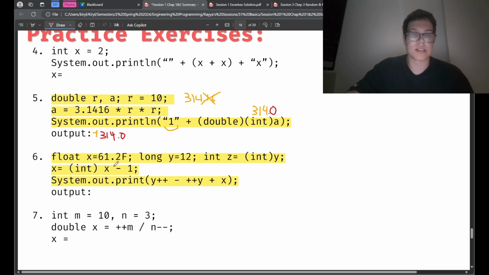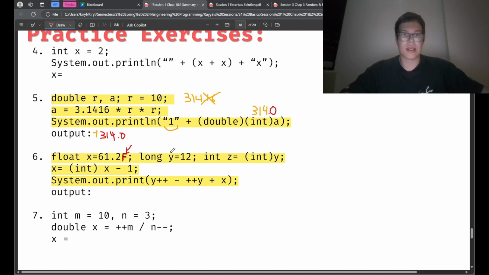Now, number 6, we have a float. X equals 61.2. Again, there's no difference between a float and a double, so don't panic. But this F just signifies that this is a float. This is a special way that you must add whenever you're doing a float. You need to add this capital F.